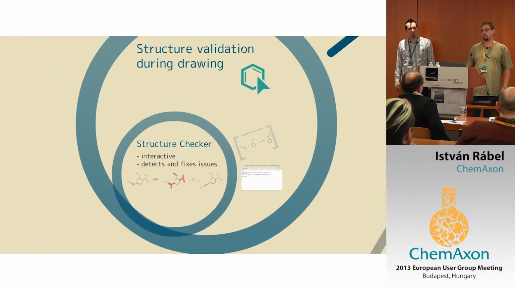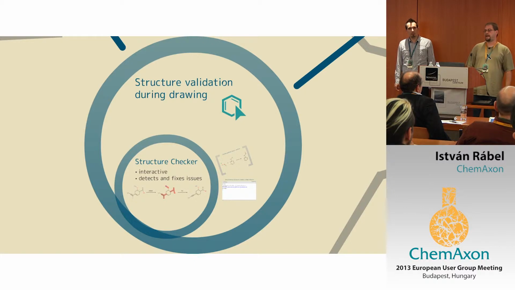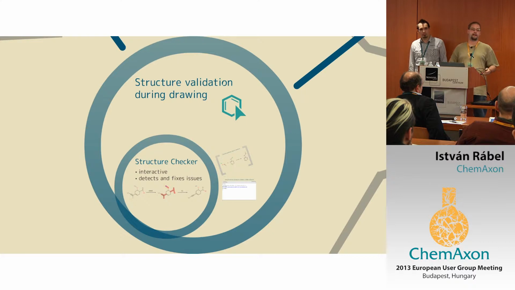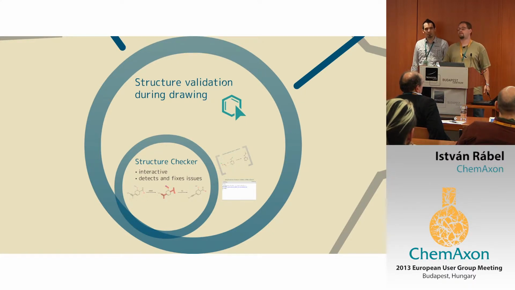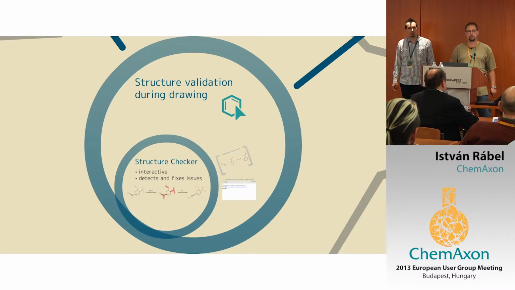Why is this feature important? Well, it is like a spell checker. You write your text, your spell checker highlights your problems, offers fixes. It is the same with structures. You draw a structure, problems highlighted, fixes offered, you are happy, your structure is nice.